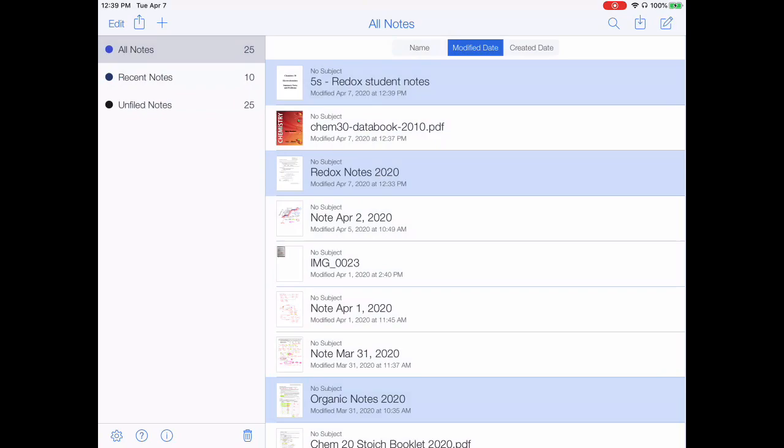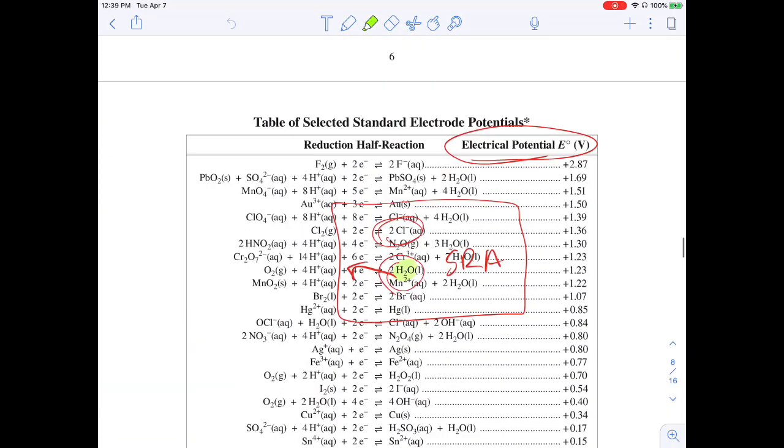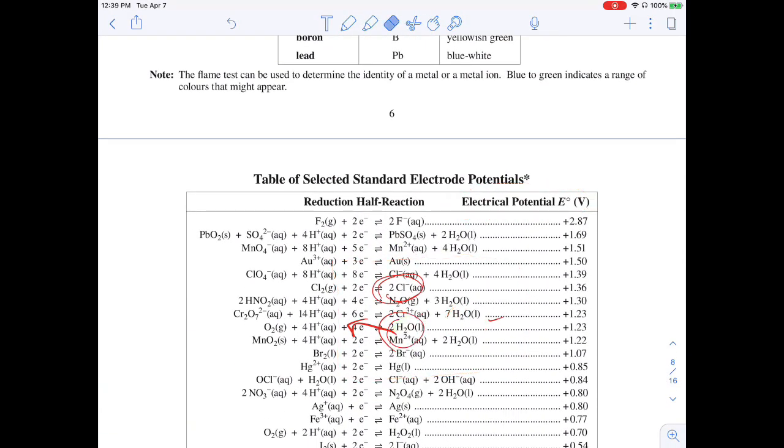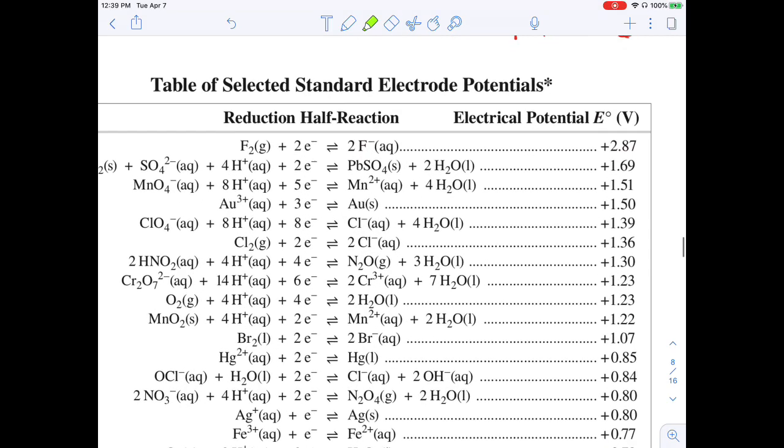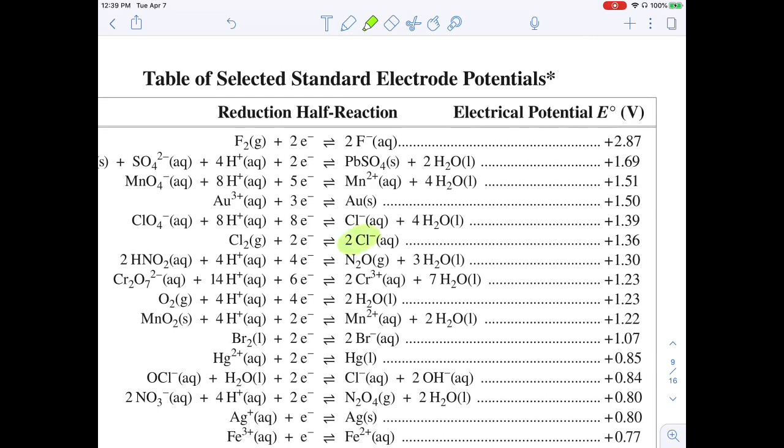Essentially, if we look at the data booklet and we focus up here, if I had as my entities chloride ion, aq, and water, liquid, and those were my two entities that were reducing agents, you're going to see that my chloride is here and my water is here. So obviously, my strongest reducing agent is going to be water. It's listed further down. It's a stronger reducing agent.